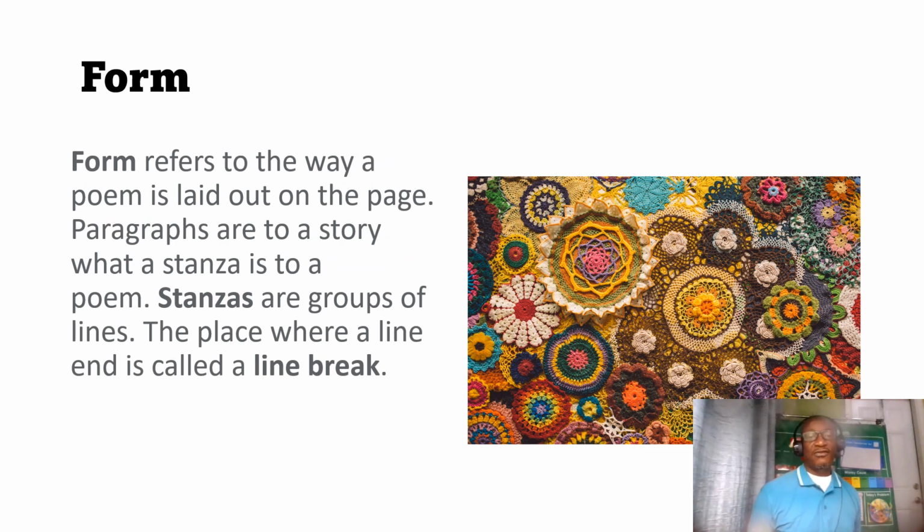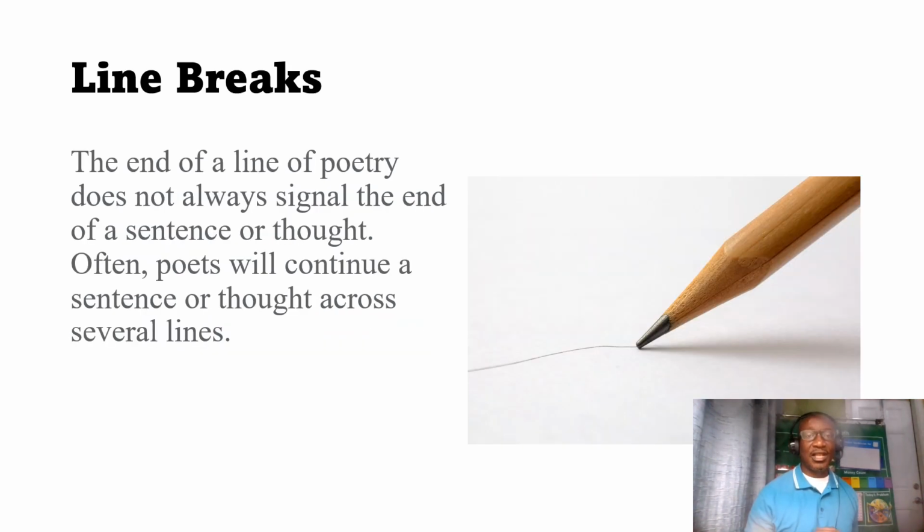Form. Form refers to the way a poem is laid out on the page. Paragraphs are to a story what a stanza is to a poem. Stanzas are groups of lines, which are the equivalent of sentences. The place where a line ends is called a line break. And we're going to also continue with this idea on the next slide.